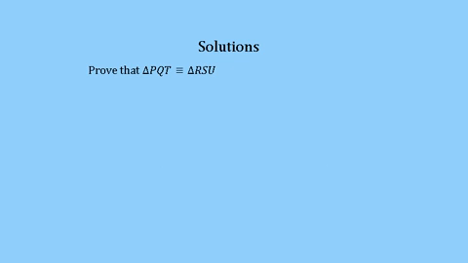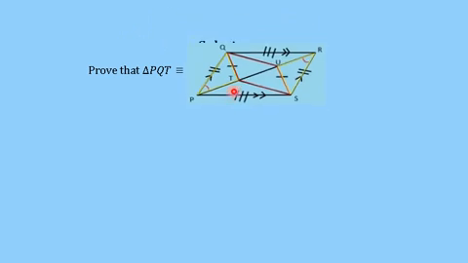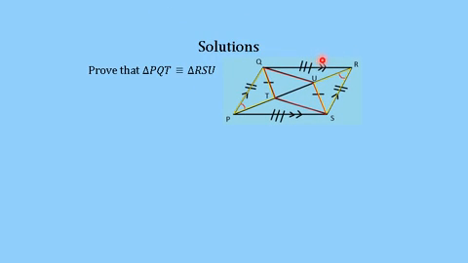Solutions. Number A, they asked us to prove that triangle PQT is congruent to triangle RSU. Before you do anything, mark off equal sides and equal angles. Okay, so we are told that PQRS is a parallelogram. So here I've used the properties of a parallelogram. So we are asked to prove that triangle PQT is congruent to triangle RSU.